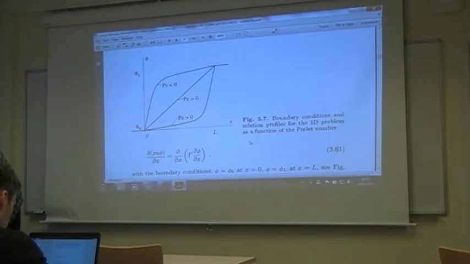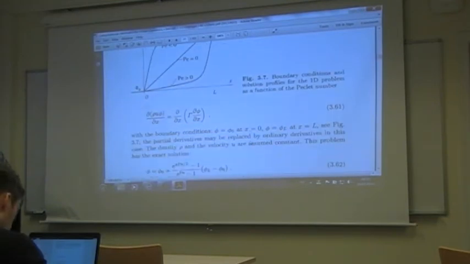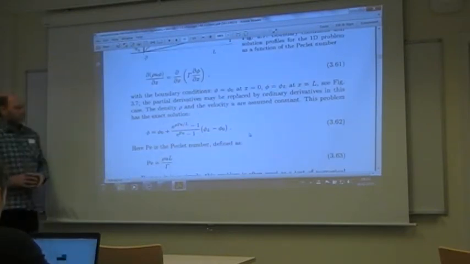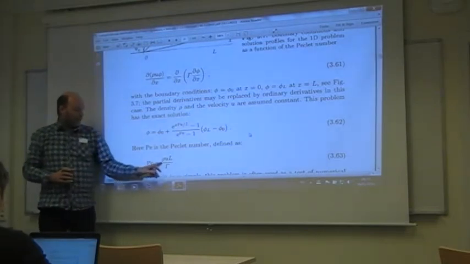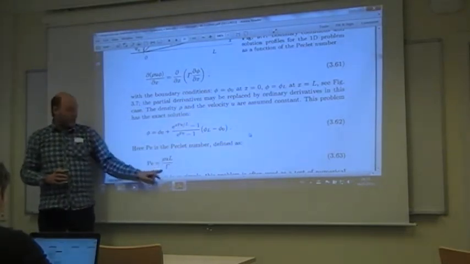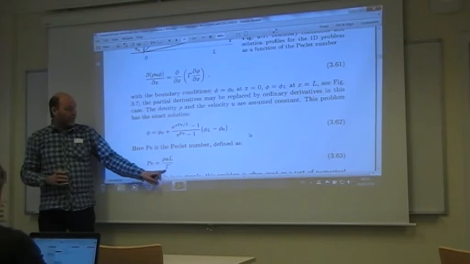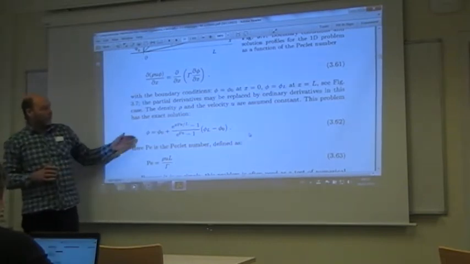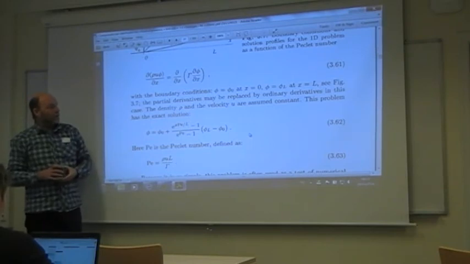He operates here with a Peclet number. And the Peclet number is defined down here. And of course you recognize this as a Reynolds number when you use the viscosity here. So the velocity scale, length scale, and then the diffusion coefficient. For this test case, we have an analytical solution, so we have something to compare with. So that's nice.